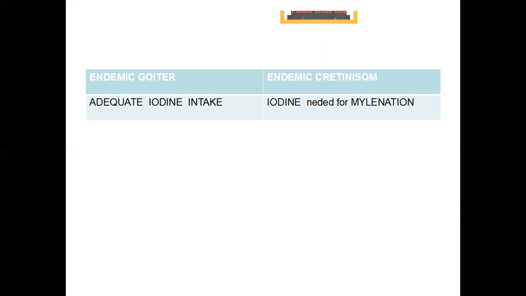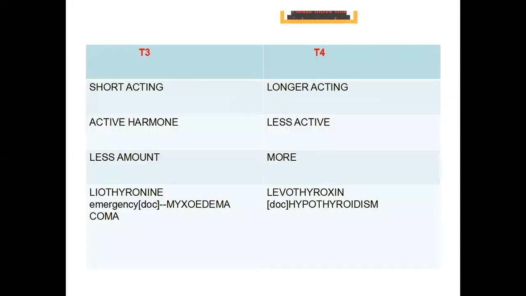Decreased thyroid hormone in children is cretinism. Decreased thyroid hormone in adults is myxedema.